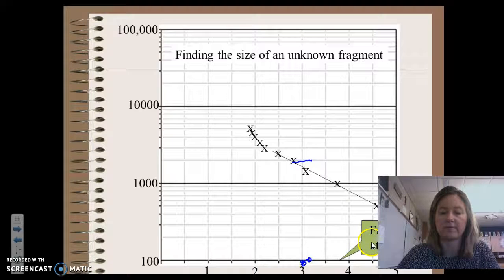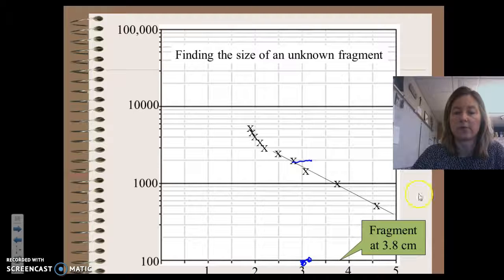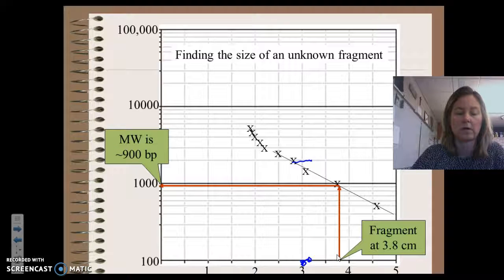Okay, so here we go. In this example, we have a fragment that is 3.8 centimeters long. I can go up to my line, and then I'm going to come over, and I can see that it's probably a little over 900 base pairs long. Or I can round it down to 900.